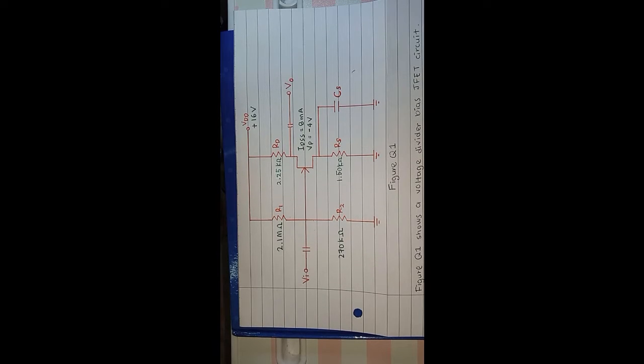Voltage divider biasing for JFET. This circuit is from the final examination paper of Electronics, session 2020/2021. Figure C1 shows a voltage divider bias JFET circuit. Find the input impedance Zin, output impedance Zo, and the output voltage Vo of the amplifier, if the input signal Vin equals 2 mV and the AC output impedance Rd equals infinity.